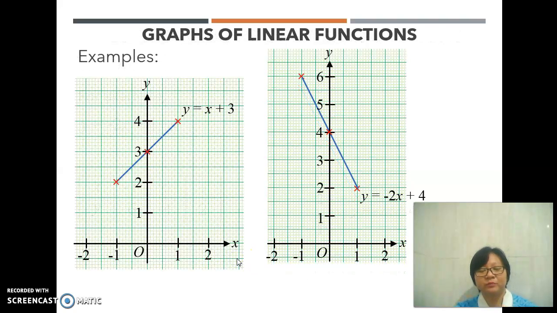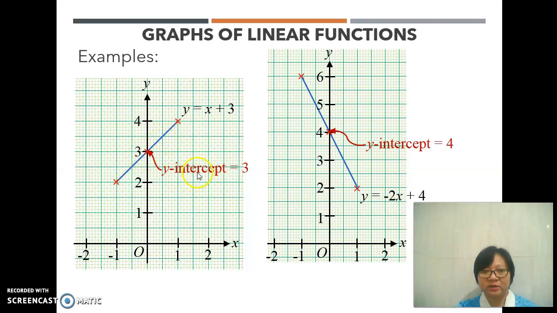Now we compare the first example and the second example. Compare these two linear graphs. See, in the first example, the line cuts the y-axis at 3. In the second example, the line cuts the y-axis at 4. We call this the y-intercept. For the first example, the value of the y-intercept is 3. For the second example, the value of the y-intercept is 4.